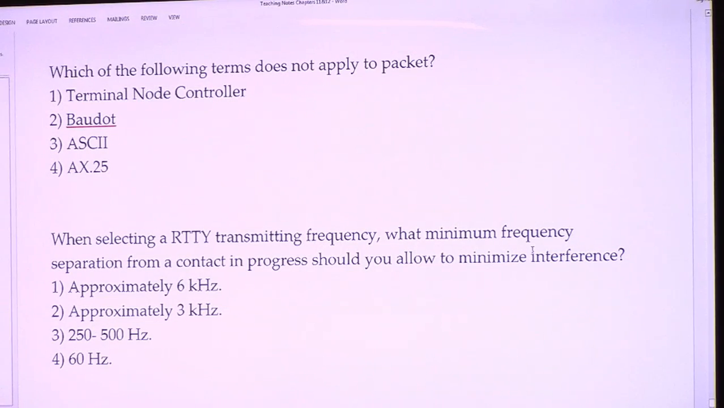Okay, here are some of the kinds of questions they're going to ask you. Which of the following terms does not apply to packet? You see, terminal node controller, well, that applies to packet. ASCII, does that apply to packet? Yes. AX.25, that's the protocol. So Baudot, what does Baudot apply to? The Baudot code. We just went through it. It's a very old encoding system. Which one? PSK31? No, Baudot is RTTY. It's called Baudot or Murray. That's the code. It can produce 31 characters. It only uses 5.